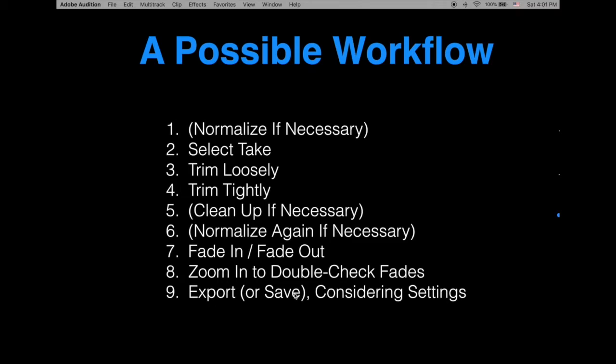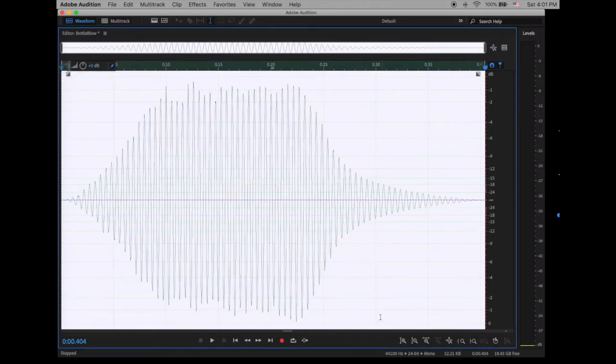And now we need to export or save considering settings. In this case, we're saving with Audition. The reason is Audition is a destructive editor. We don't want dither, but we don't have to add any dither because we've been working here in 24-bit. We're going to export this as a 24-bit file, and so there won't be any dither involved in the process.